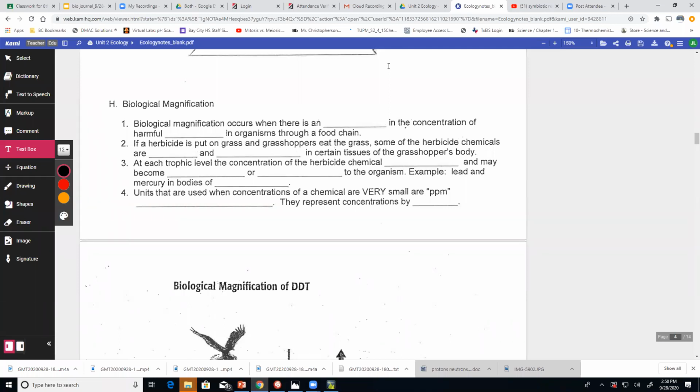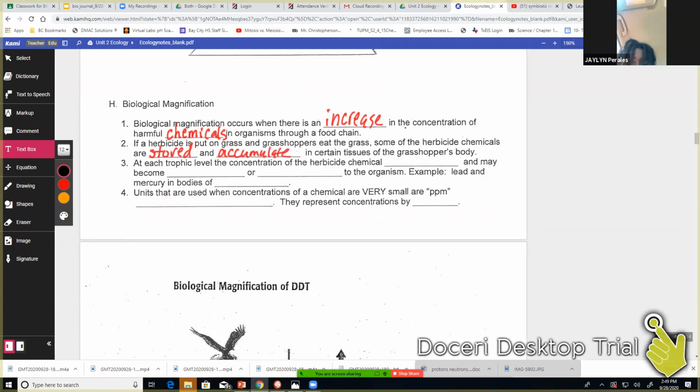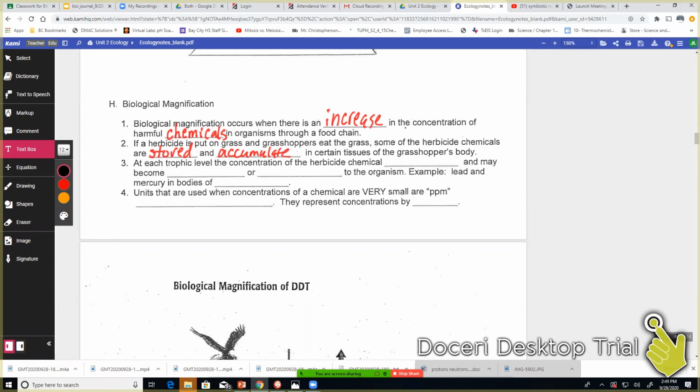If a herbicide is put on grass and the grasshoppers eat the grass, some of the herbicide chemicals are stored and accumulate in certain tissues of that grasshopper's body. And then something's going to eat the grasshopper, and that's going to continue. So at each trophic level, the concentration of the herbicide chemical increases, and may become dangerous or even deadly.